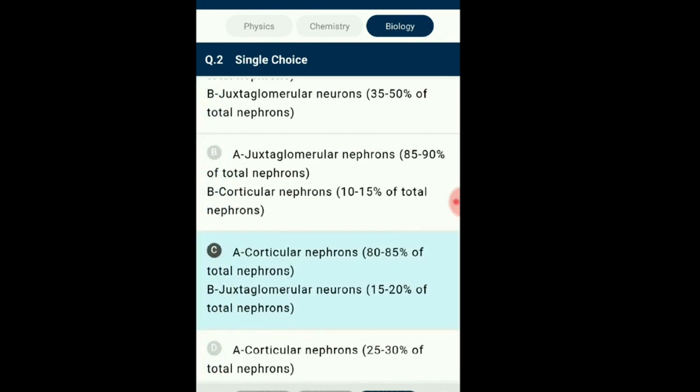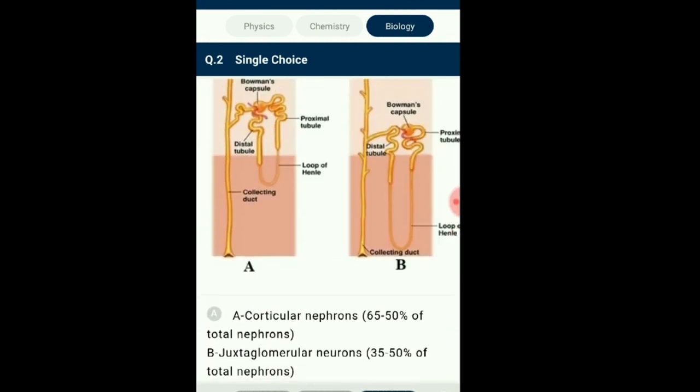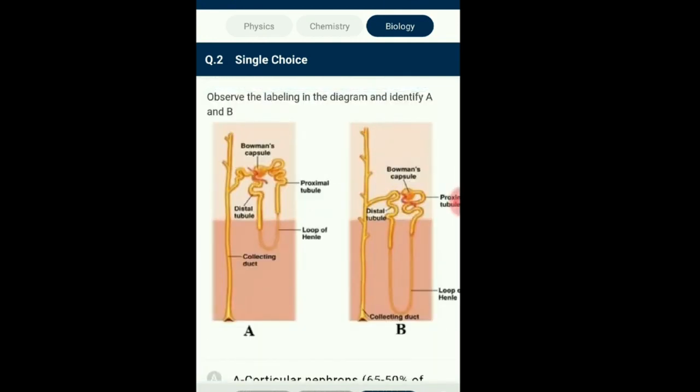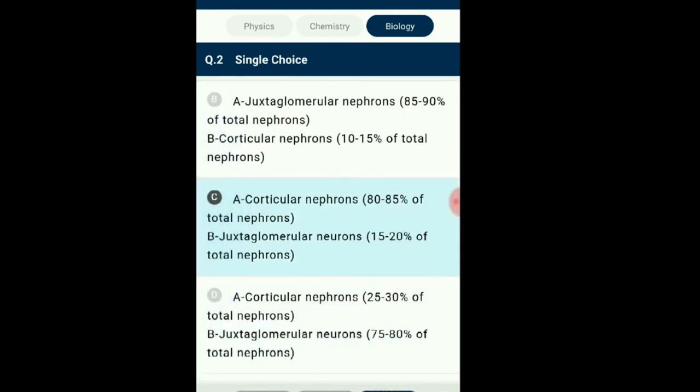A represents cortical nephrons, which range from 80 to 85% of total nephrons. B represents juxtamedullary nephrons, which range from 15 to 20% of total nephrons. So the correctly matching option is option C.